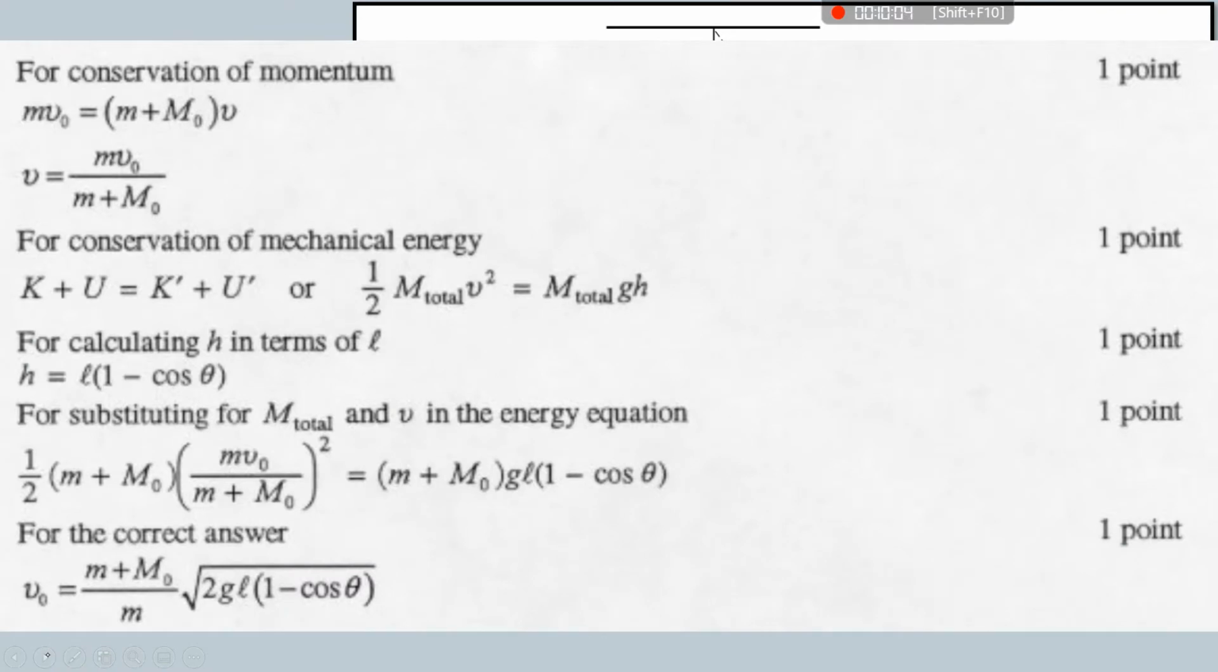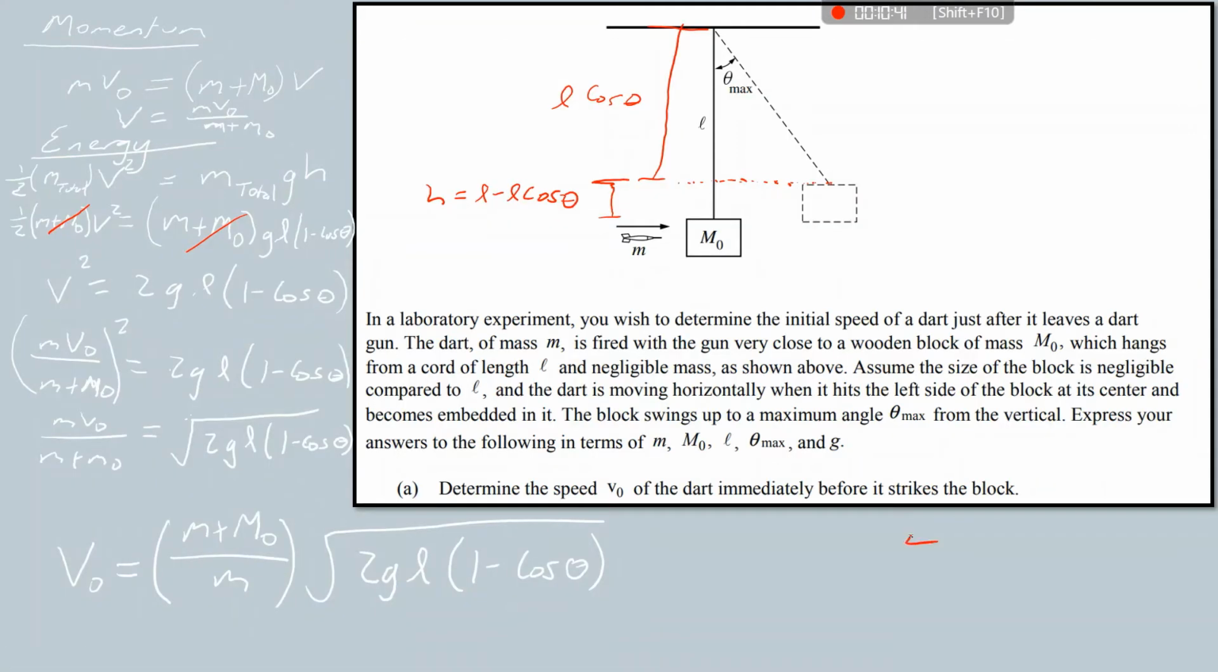Okay, 1 point for using conservation of momentum at any point. We did that. 1 point for conservation of mechanical energy. Okay, we did that too. And starting with the total mass. Okay, calculating H in terms of L, you did that. Substituting M total into the V energy equation. Okay, we actually did the opposite of that, but that's okay. And then getting the correct answer. No, never mind, we did do that, exactly. Okay. So that's 5 points so far. Yay.